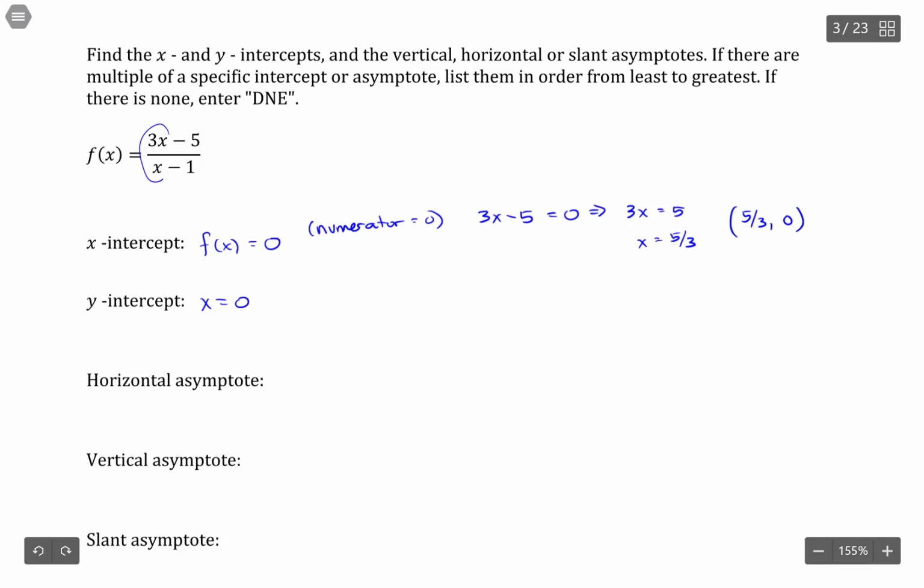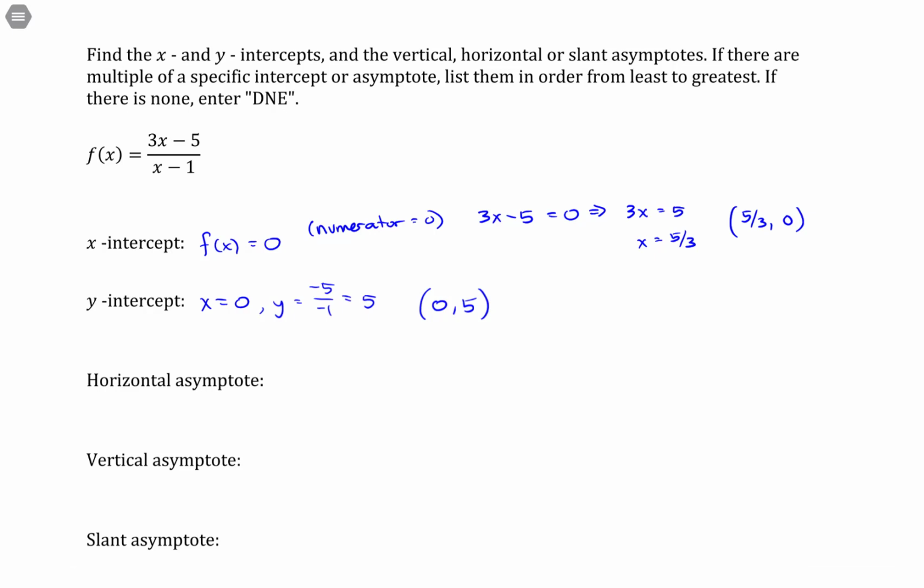So when you let x be 0, both of these terms go to 0, and you're just left with the ratio of constant terms. So the y value here is going to be -5 over -1, which is +5. So the y-intercept occurs at the point (0, 5).